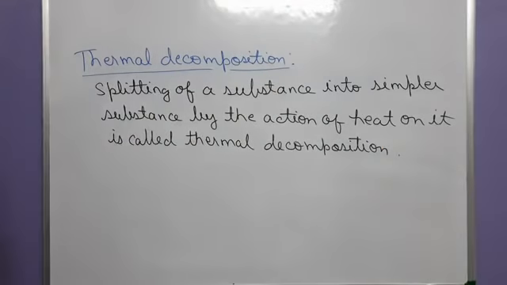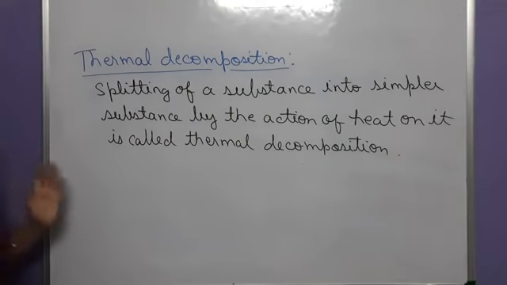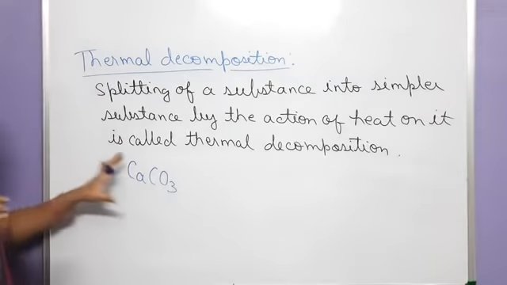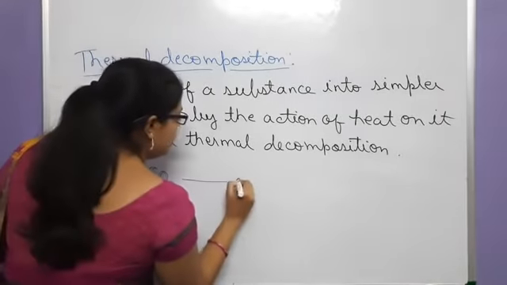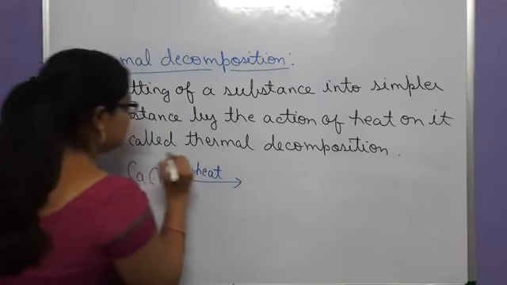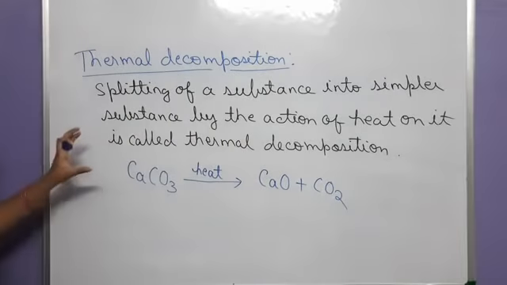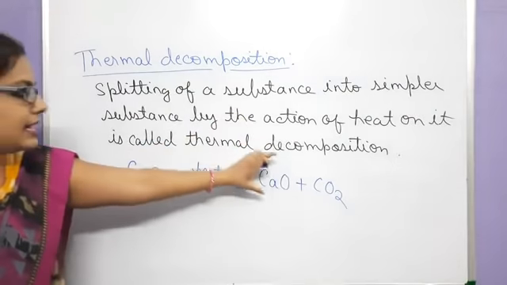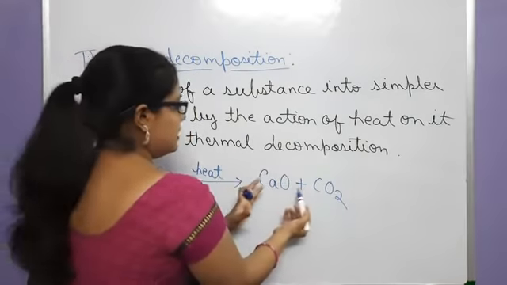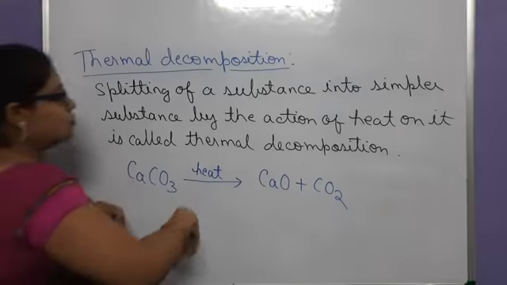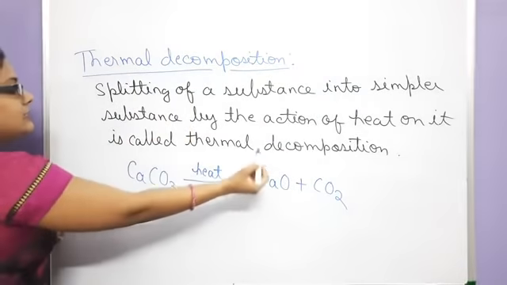Okay, so in this we are going to study some examples in which compounds get split by passing heat energy on them. The very first example is calcium carbonate, CaCO3. When we pass heat on it, it decomposes into calcium oxide and carbon dioxide. Calcium oxide and carbon dioxide are simpler substances than calcium carbonate. So we can say that calcium carbonate is split into simpler substances by passing heat energy on it.